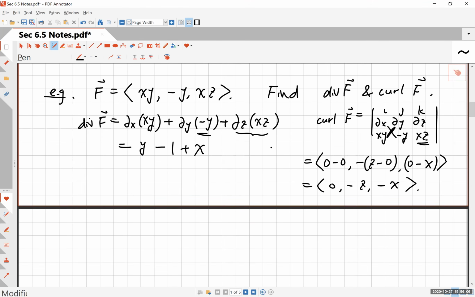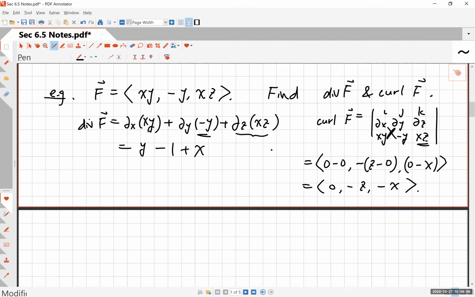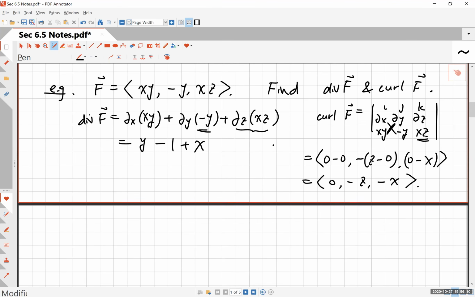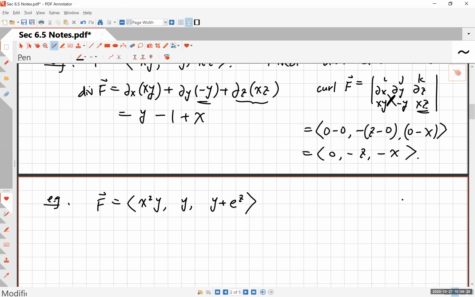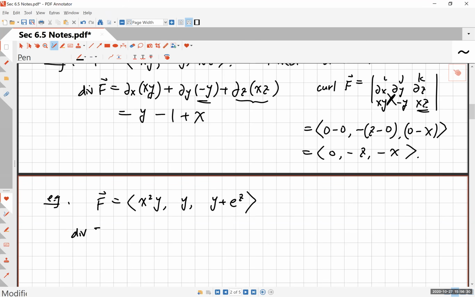Maybe we can do another one. Let's do something a little more complicated: x squared y, y, and then y plus e to the z. Okay, what is the divergence?